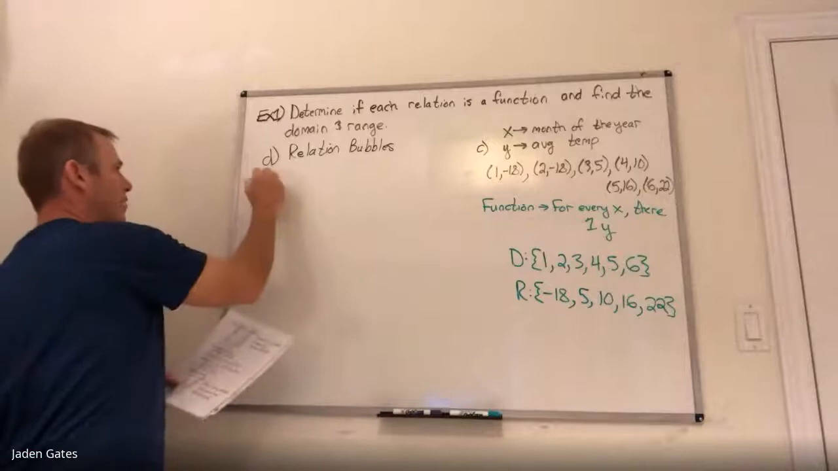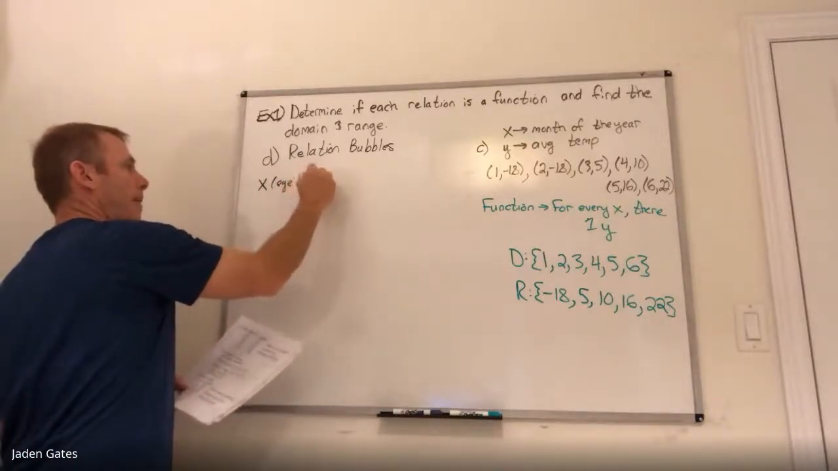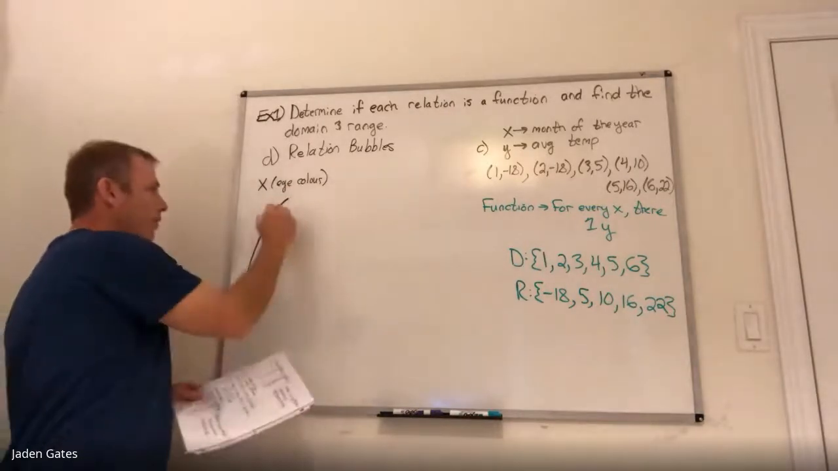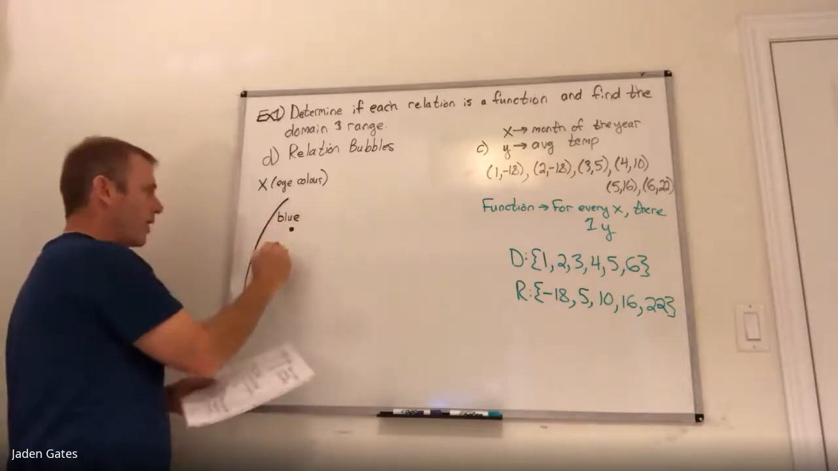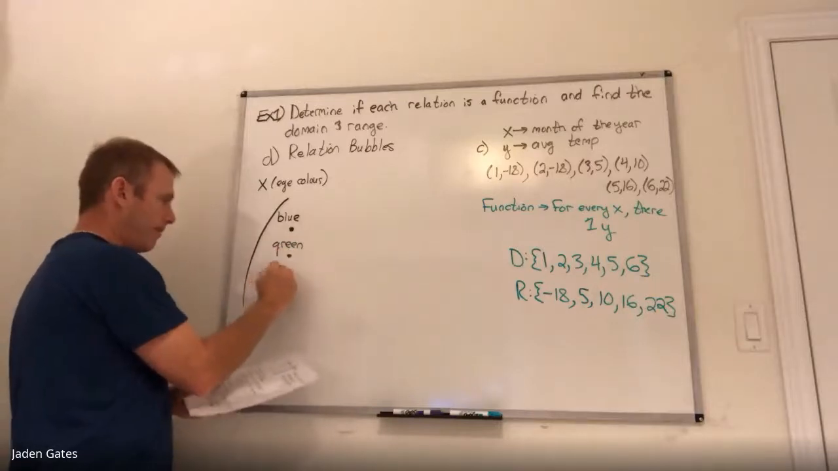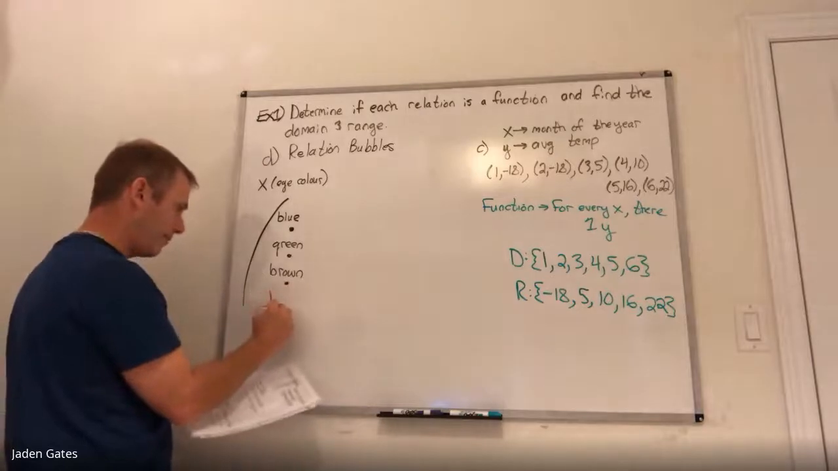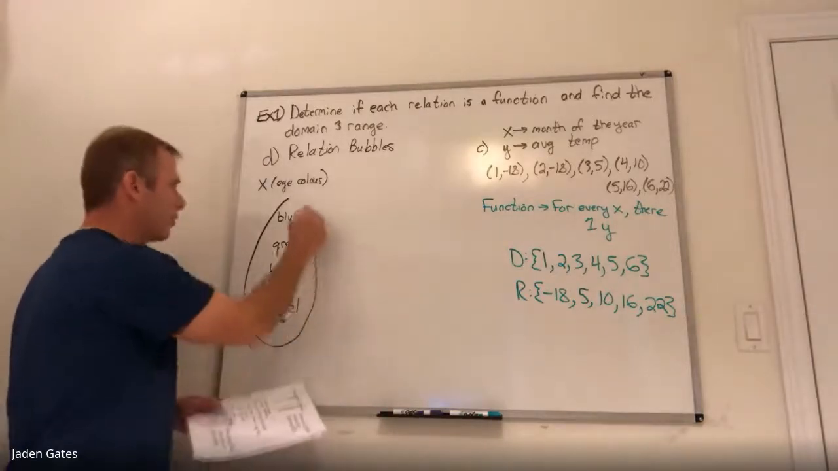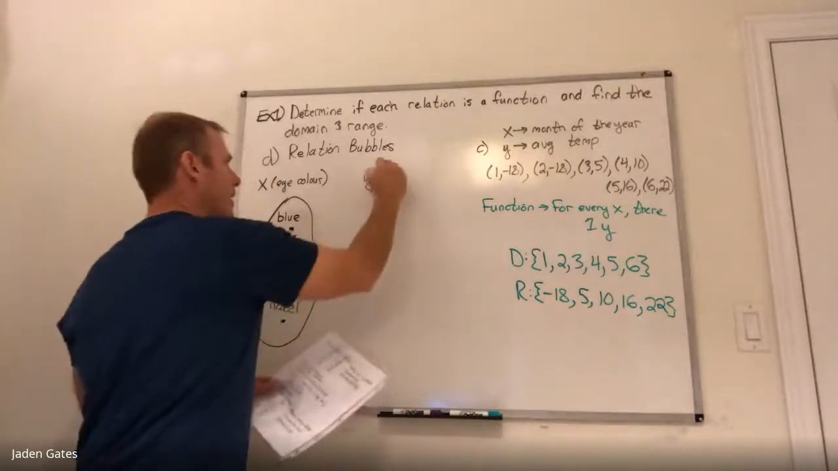So I have X over here, which is eye color. Because of relation bubbles, I should draw the bubble after, because I don't know how well I can draw. So this is the blue eyes. We have green eyes, brown, and hazel. Those are our 4 eye colors that we're looking at. And then we have Y over here, which is your batting average.